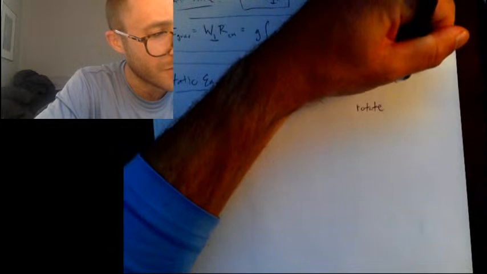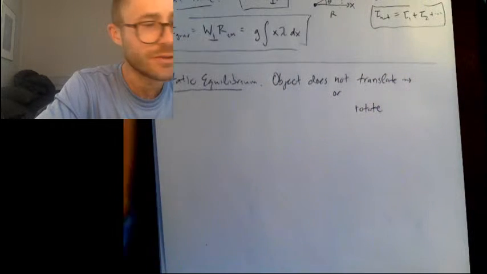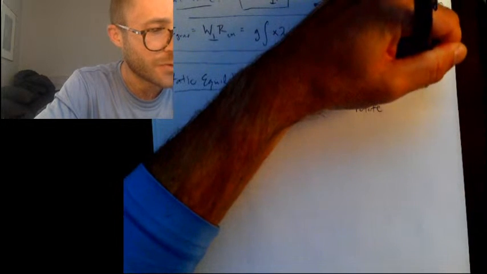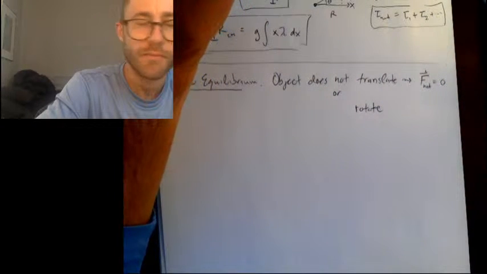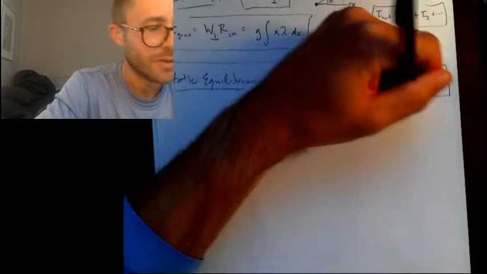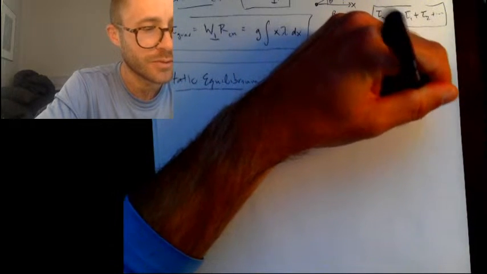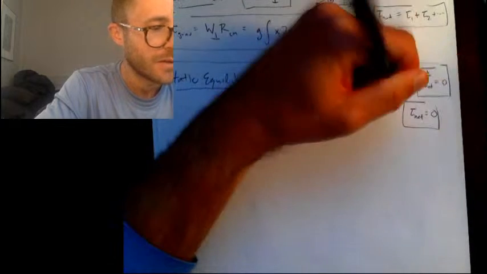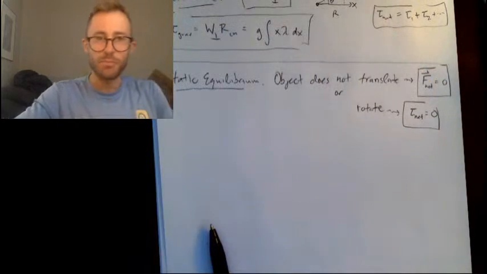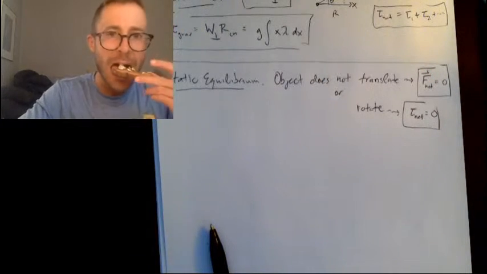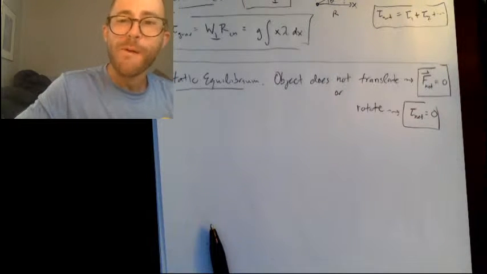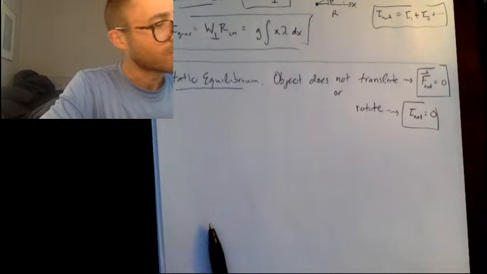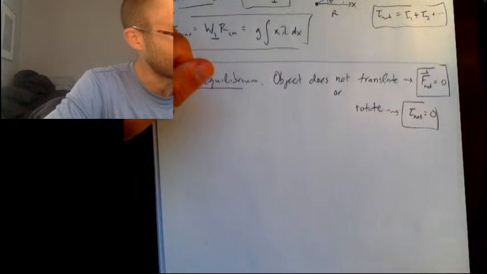So not translating means that the net force equals 0. Not rotating means that the net torque equals 0. So static equilibrium has both of these conditions met. So let's do an example.